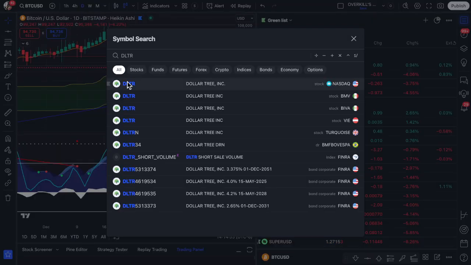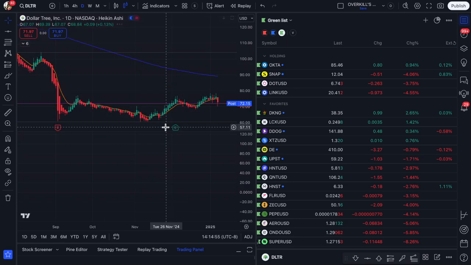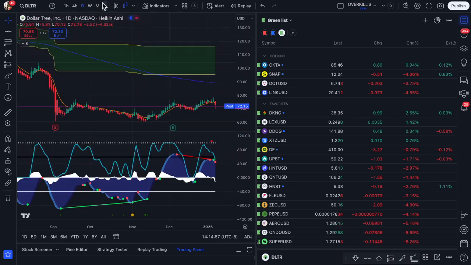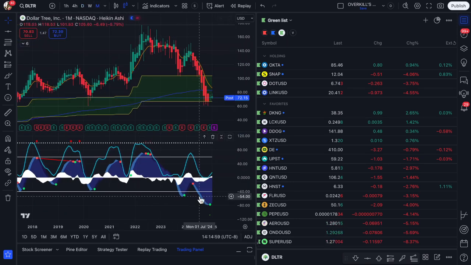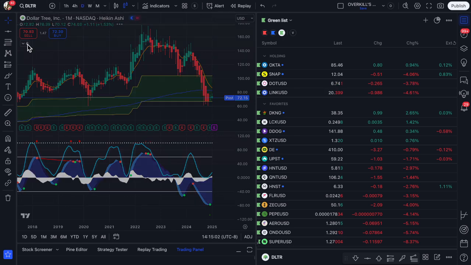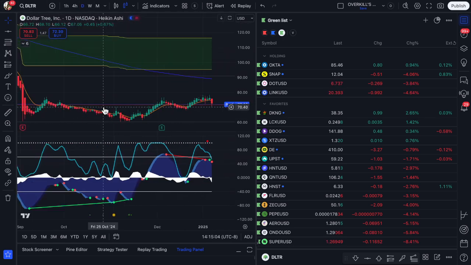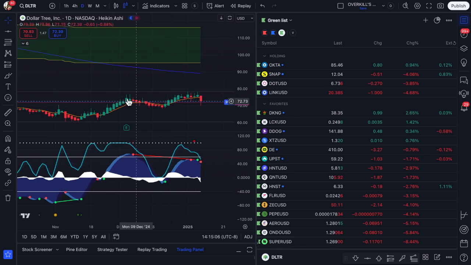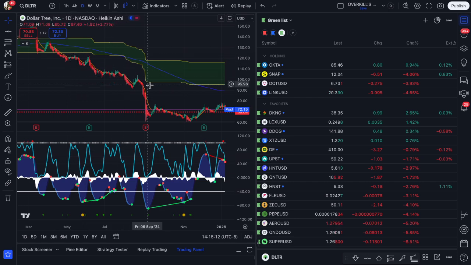DLTR, Dollar Tree. Dollar Tree's down below the golden zone. I don't like it, and they're raising the prices of their stuff. They got a green dot on the monthly chart. They're just way below the golden zone. I just don't like it. I'm not a big fan of it. If you like it, I'd use a stop loss at 69, but it's in a downtrend, right? It's in a massive downtrend here.